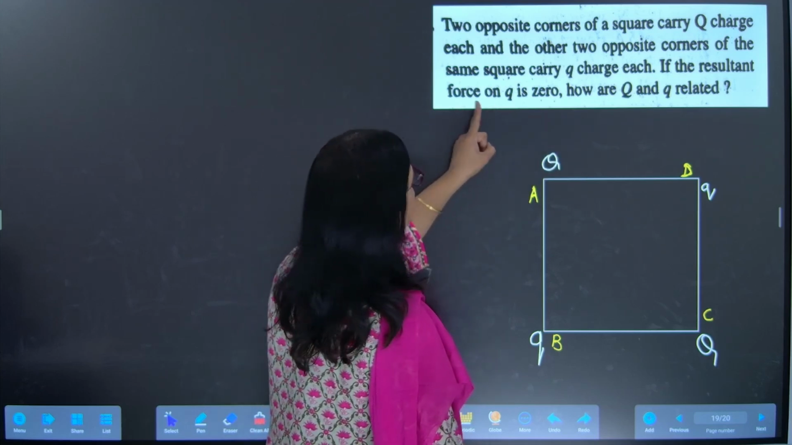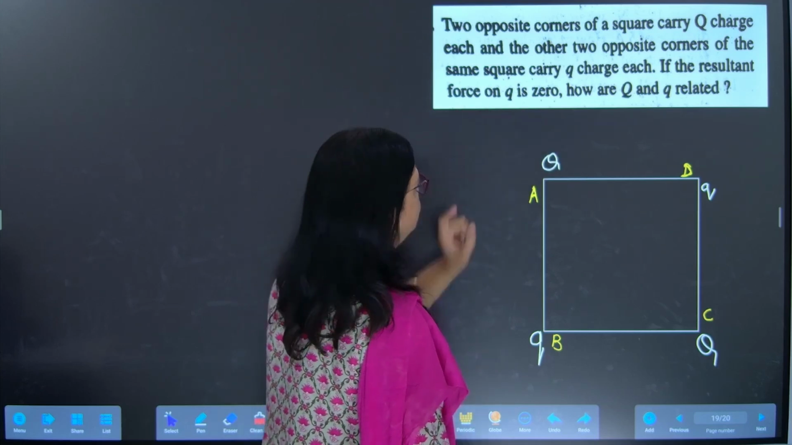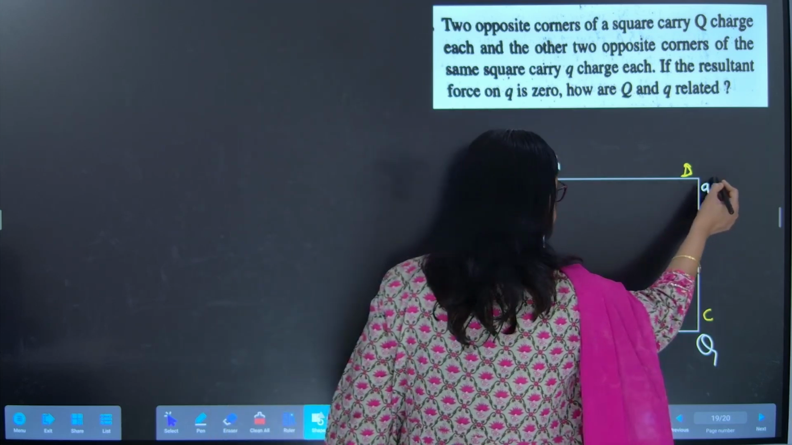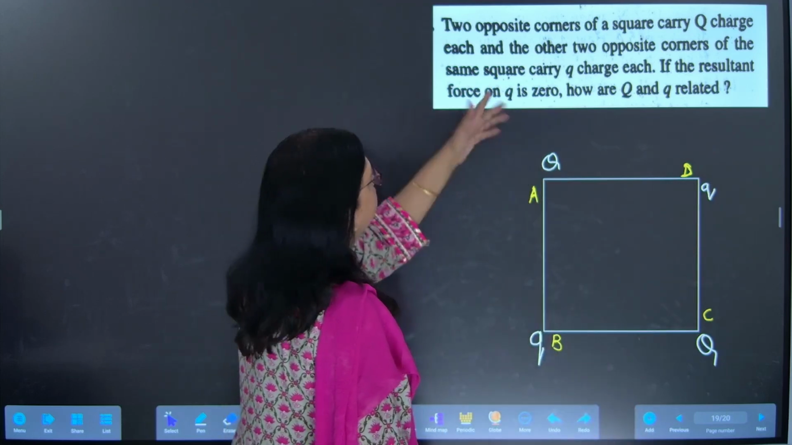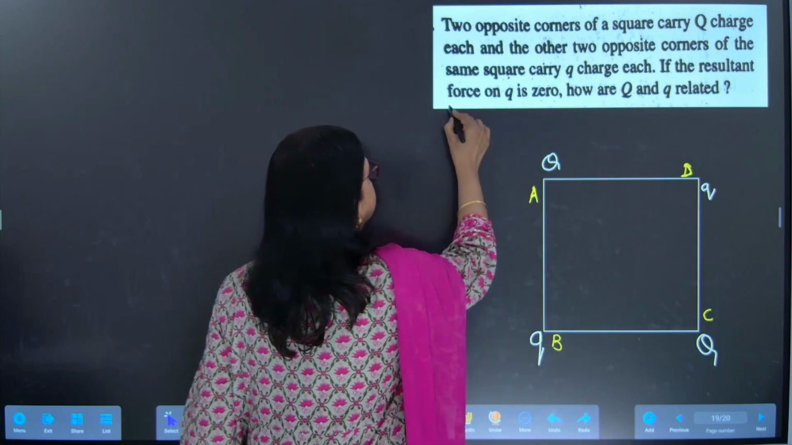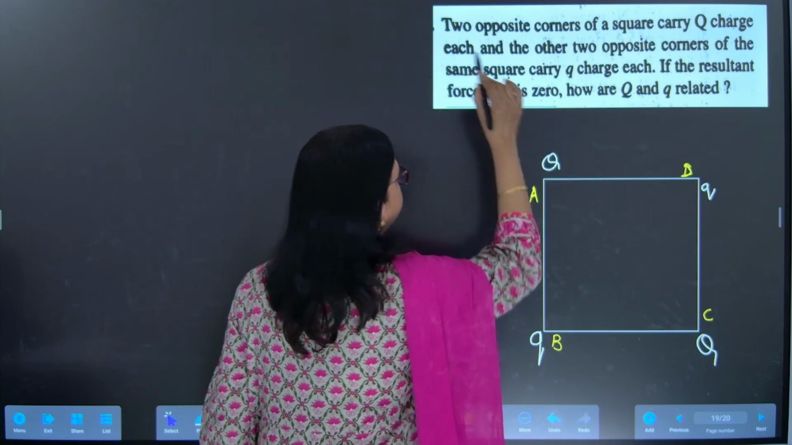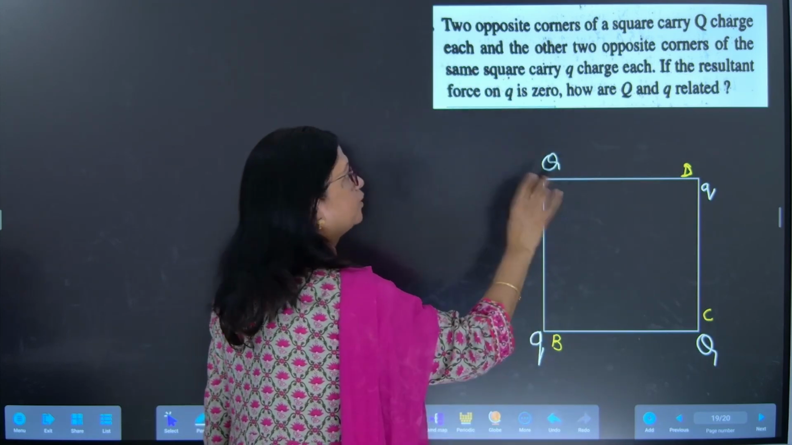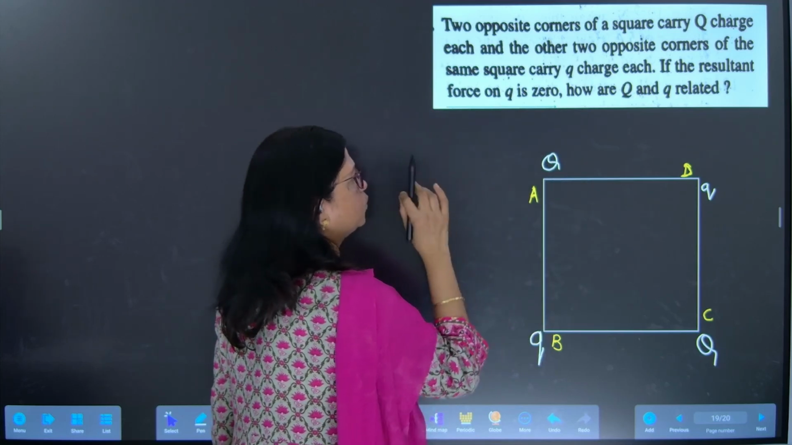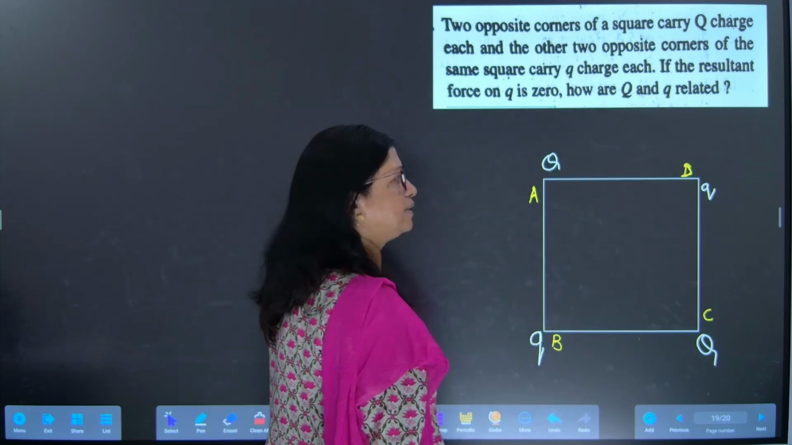If the resultant force on Q is 0, now here they have given Q, so I can consider any of the two charges, small q or this small q. They have already given me that the resultant is 0 on Q. So we will consider the forces on one of the charges, small q, where the resultant is 0, that is given to us. So how are Q and q related? That is the question asked.